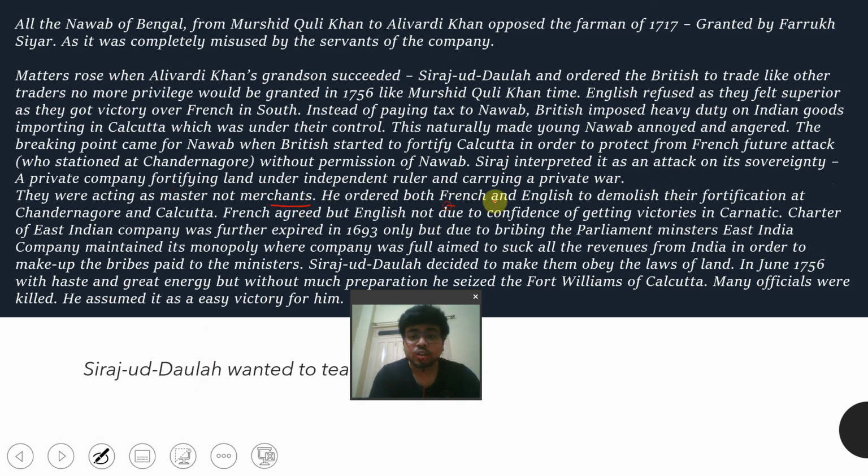He ordered both the French and the English to demolish their fortifications at Chandernagore and Calcutta. The French agreed to do so, but the British did not, because they had confidence from getting victories in the Carnatic. They had recently won the war in the Carnatic region, and thus they did not obey.